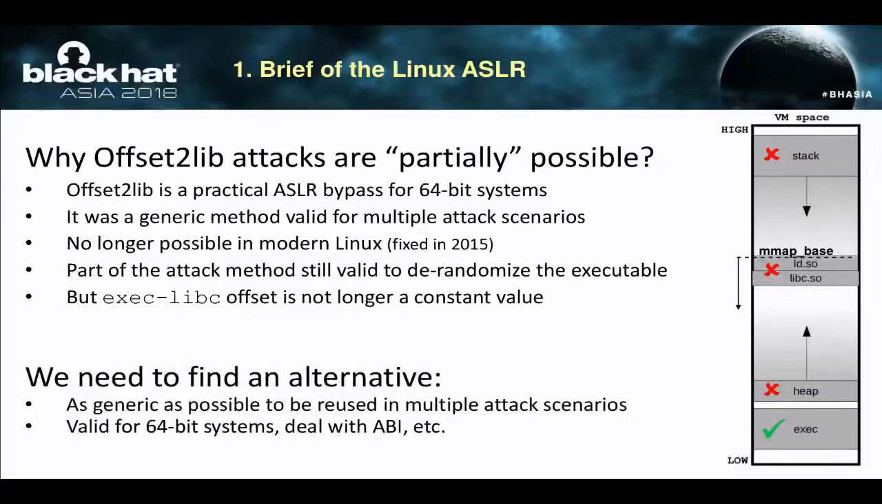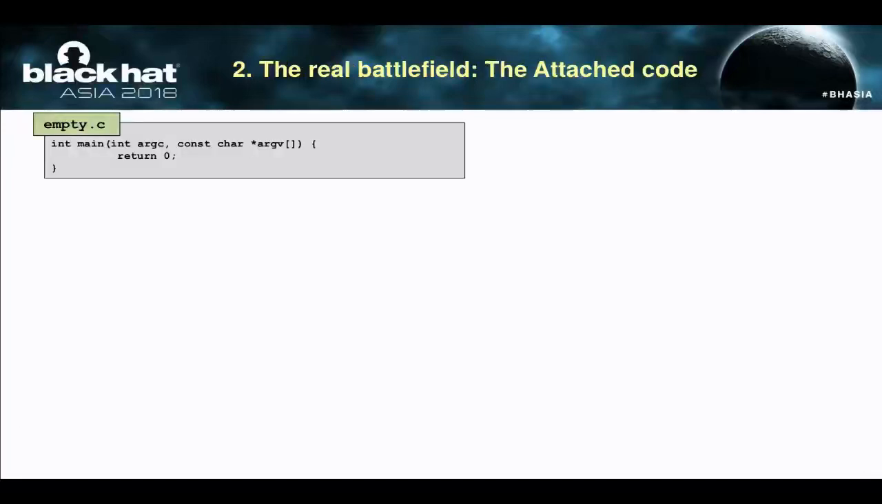So basically, we need to find an alternative. We are looking for a generic method that can be used in this attack in any scenario, and it must be valid for 64-bit architectures, dealing with the ABI, call parameters, all this stuff. Let's see what we can do. If we know where the executable is, and we need to deal with the ABI and call parameters, let's see which code will always be present there. So let's make an empty C file. It only contains one single line, a return 0, which means it's doing nothing.